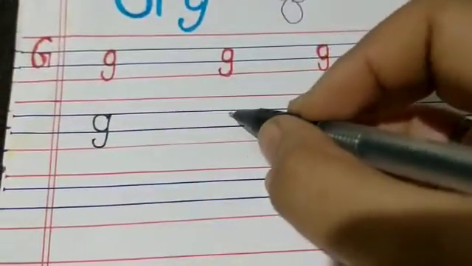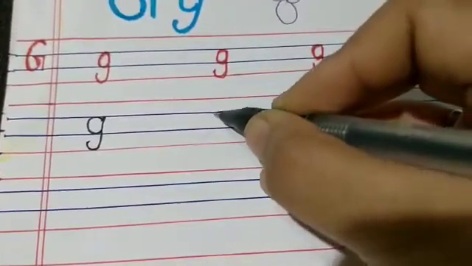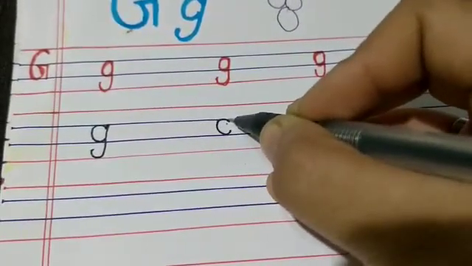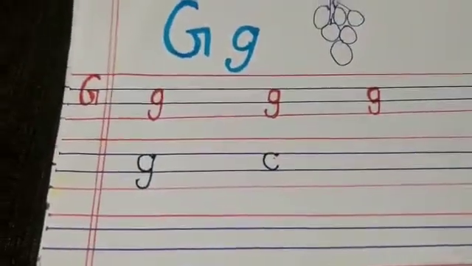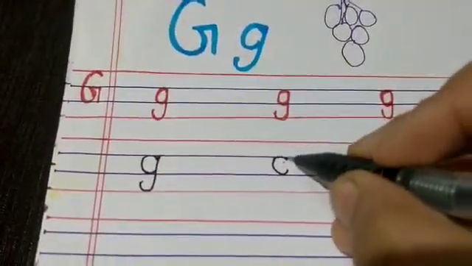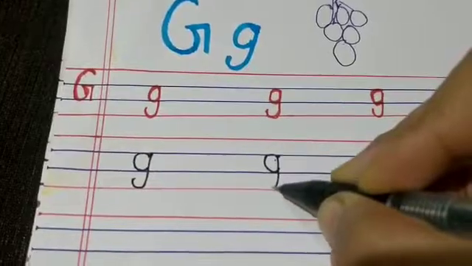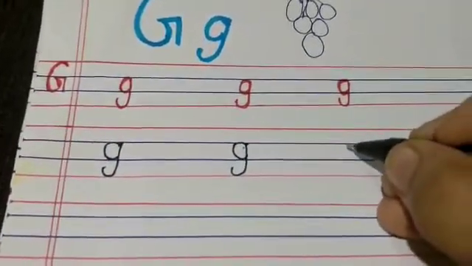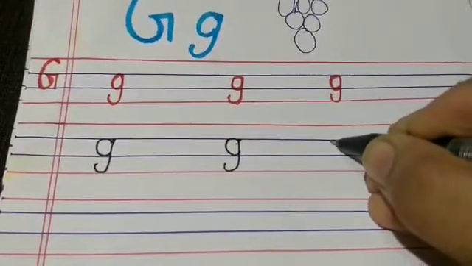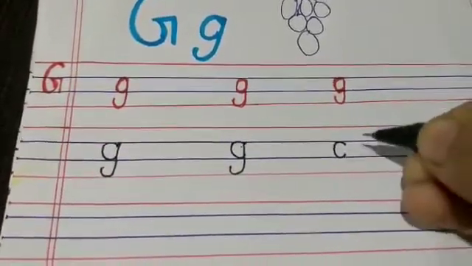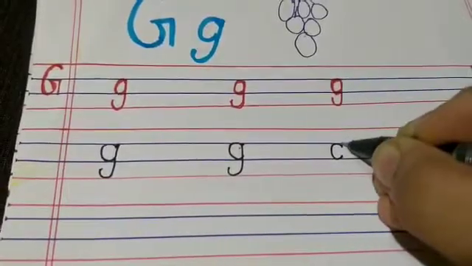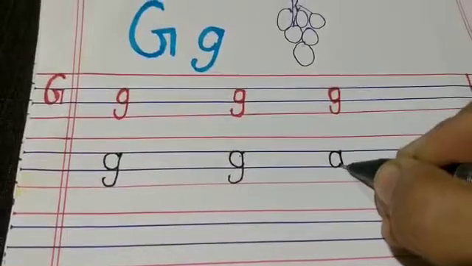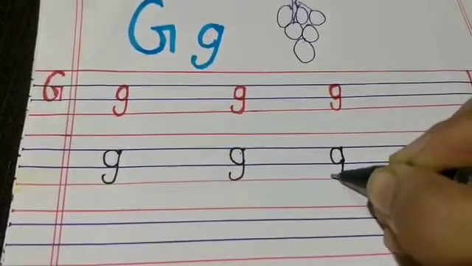We will start again. We will make a C by making a curved line like this. Then we will start again from the blue line, drag it downwards and then turn. This is G. We will make a curved line like this, like a C, and then again we will start from the top blue line, touching both the ends of the curved line and dragging it downwards.